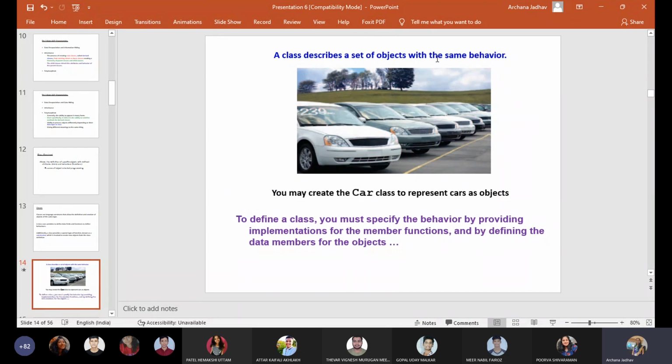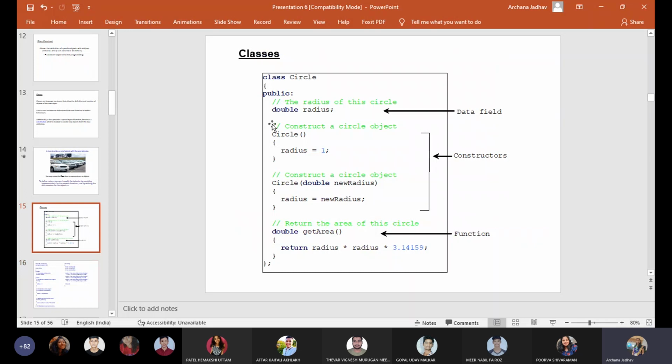See, now what exactly is a class doing? A class describes a set of objects with the same behavior. So you may create a car class to represent cars as objects. To define this class, you must specify the behavior by providing implementation for the member functions and by defining the data members for the object. Now see how I have written this.